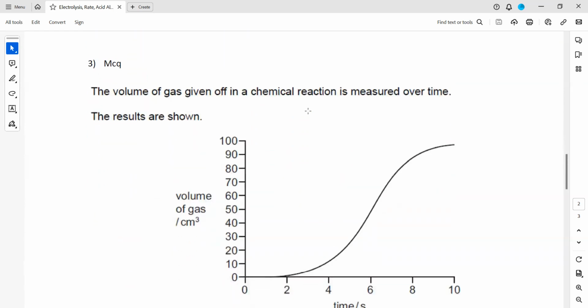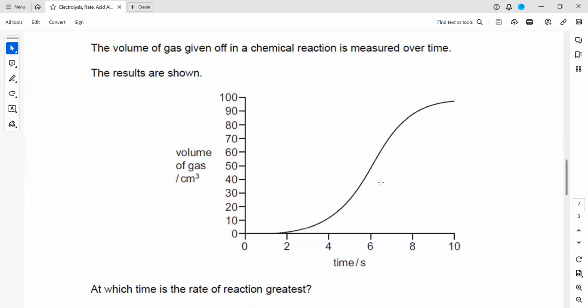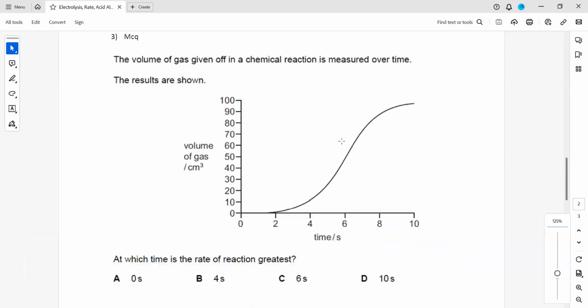The volume of a gas given off in a chemical reaction is measured over time. At which time is the rate of a reaction greatest? Look, rate is the slope.